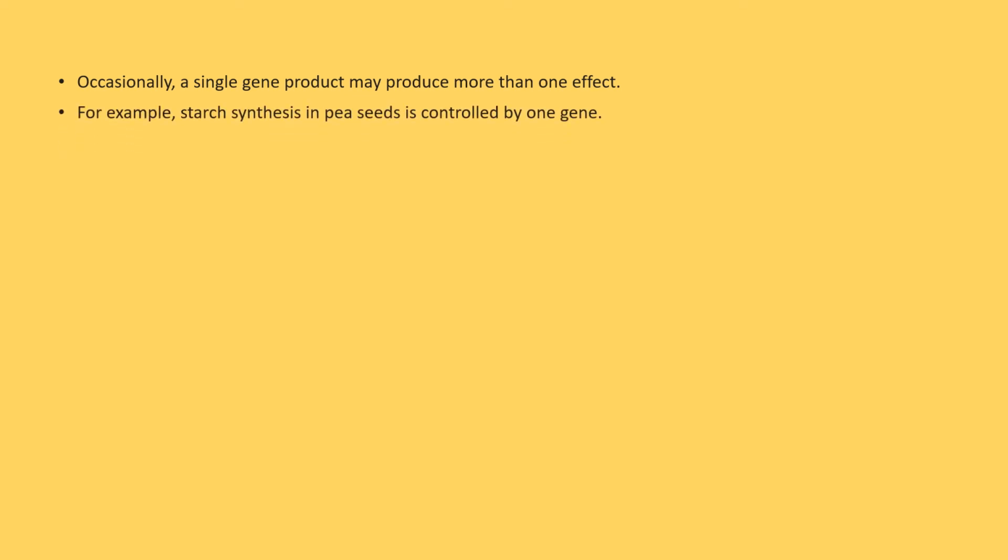Here, you can see more than two alleles governing the same character. Since in an individual, only two alleles can be present, multiple alleles can be found only when population studies are made. Occasionally, a single gene product may produce more than one effect. For example, starch synthesis in pea seeds is controlled by one gene. It has two alleles, capital B and small b.